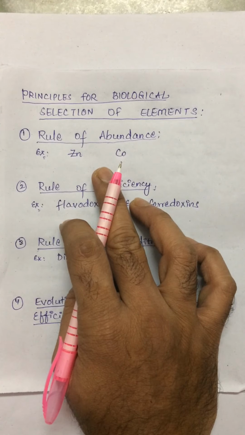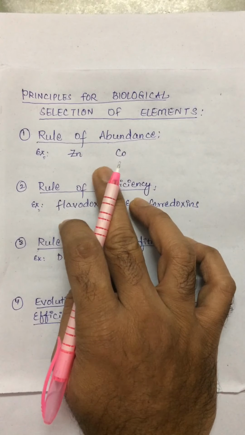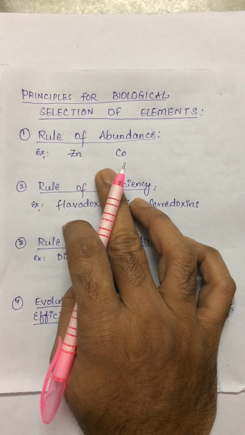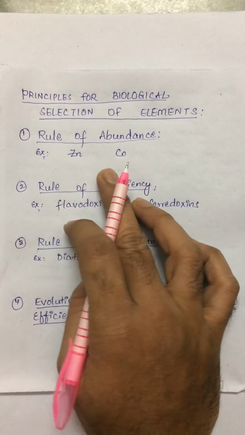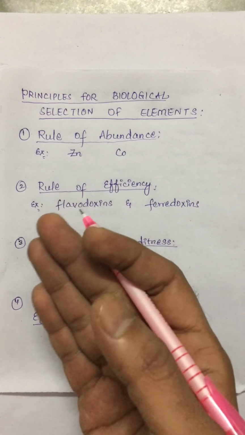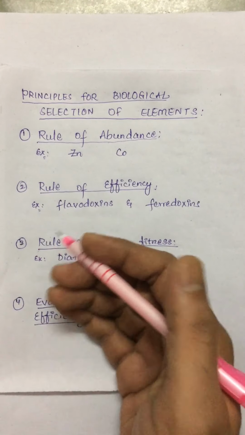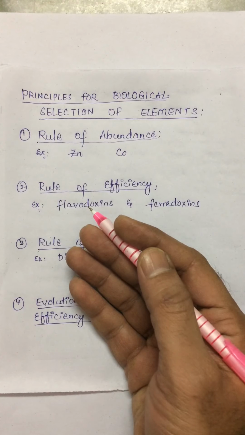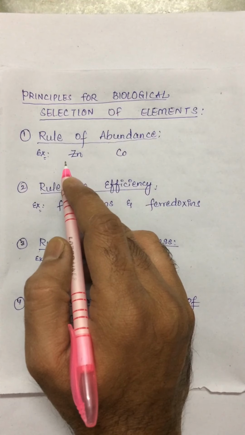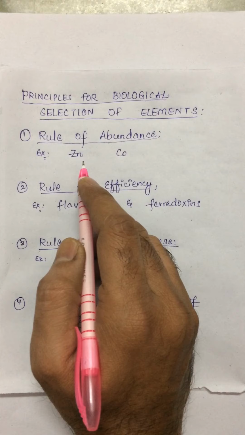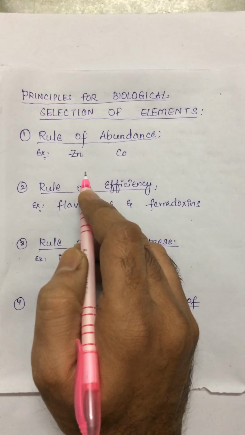Right? And also another factor is, if that element is abundant, some salt of that element must be soluble in water at a given physiological pH. Suppose it is not soluble in water, then though the element is abundant, nature will not choose it. Let us take an example for this.